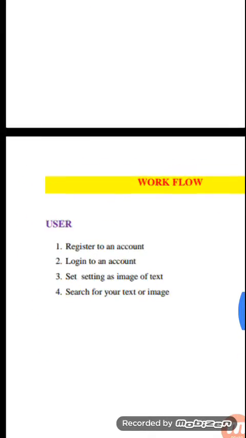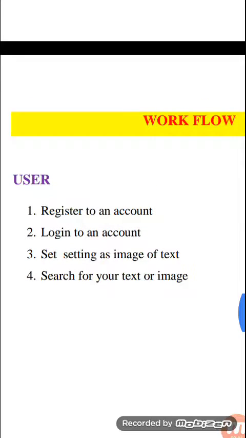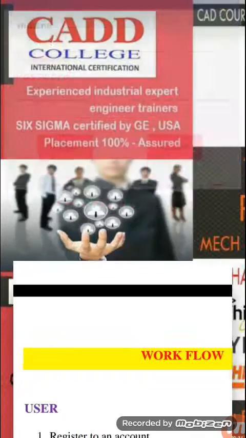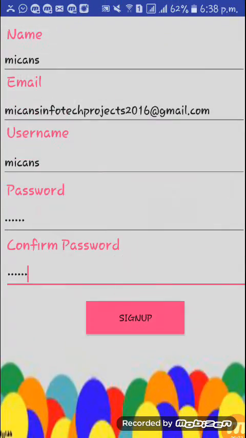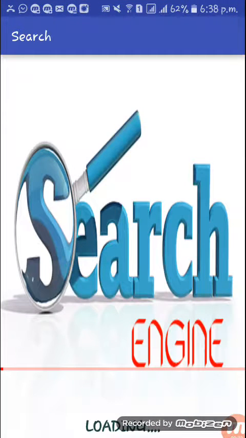First, the user wants to register an account and log in to the account. After that, they want to set a setting for what they want to search, image or text. So first, this is the search engine app.